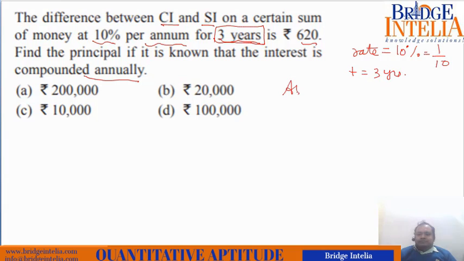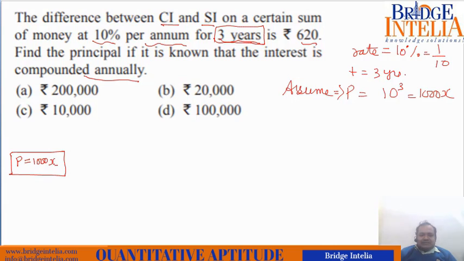So assume the principal to be equal to 10 cube units. So that is equal to 1000x. And then you start your calculation. So I assume that I deposited 1000x. Fine. So let us see what happened in case of compound interest. This is the compound interest that I am calculating now. After 1 year, what happened?